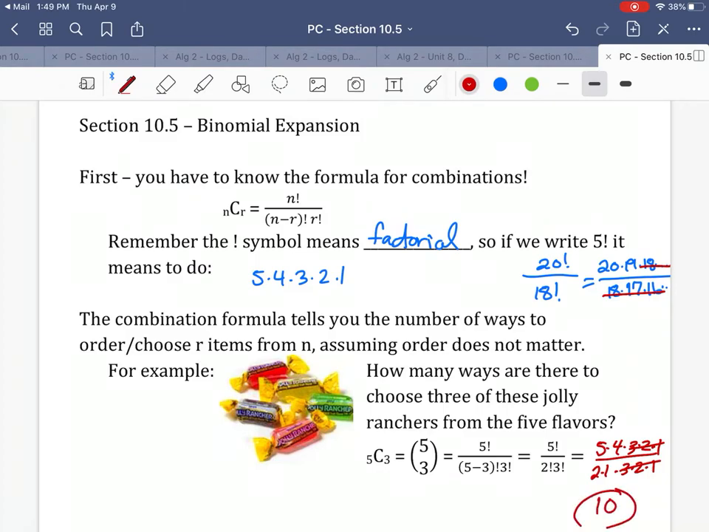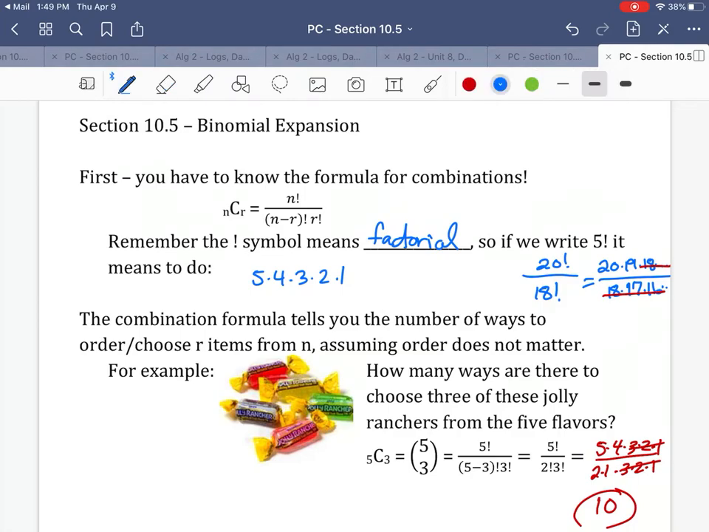So there are 10 different choices of colors that you could group together. Imagine, oh, I could take green, yellow, and purple. Or then maybe I could take green, maybe this is watermelon, and yellow. So each one would be a different group of flavors. So let's take a look.